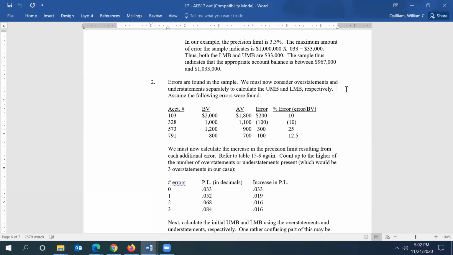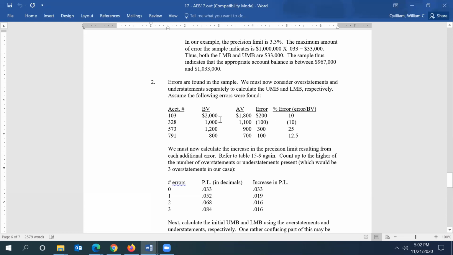But in account 103, the book value is 2,000. The audited value is 1,800. So the amount of error is 200. It's an overstatement, so it's positive. The percentage of error, in other words, the error divided by the book value, is 10%. So this $200 divided by $2,000 is 10%. And I'll show you why we need that percentage of error in just a bit. Just trust me for now.